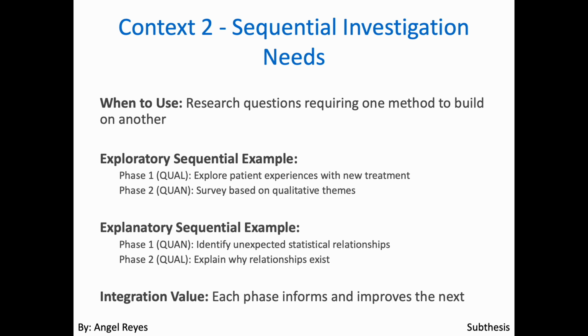Explanatory sequential examples start with quantitative analysis that raises questions. Phase 1 identifies unexpected statistical relationships through large-scale analysis. Phase 2 uses qualitative methods to explain why these relationships exist and what they mean in practice. The integration value lies in each phase informing and improving the next. Initial findings guide subsequent data collection, creating more focused and effective research than either method could achieve independently.